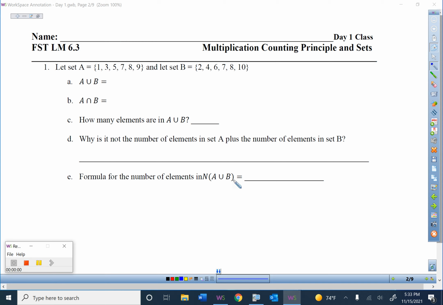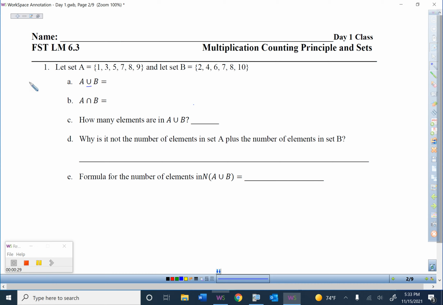Alright folks, today we are going to review some from the video you watched last time after the test, and then also cover one small thing regarding the multiplication counting principle. Okay, so the set notation was referred to a little bit last time. We are given two sets here, A and B, and it gives us some numbers for each, and we're just going to take this time to review what each of these symbols mean.